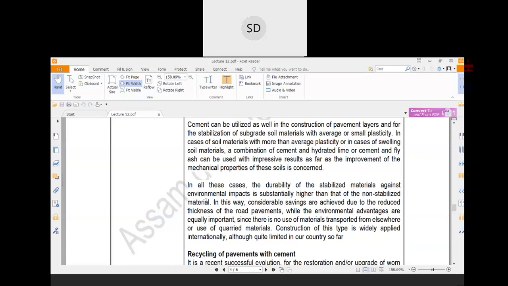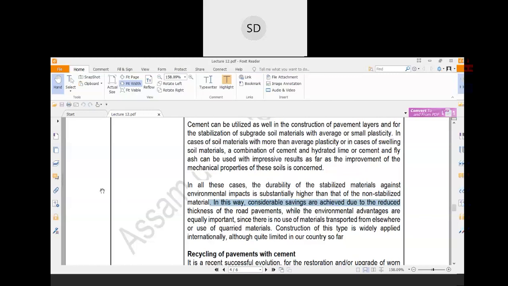So if you increase the stability of the soil, what will happen? The required thickness of the pavement material, the upper material, would be lower, and it will be much more economical. So basically that is written over here. In all these cases, the durability of the stabilized material against environmental impact is substantially higher than that of the non-stabilized material. So in this way, considerable savings are achieved due to the reduced thickness of the road pavements.